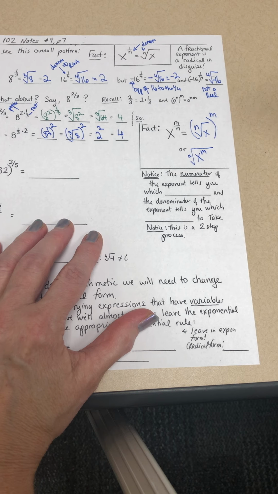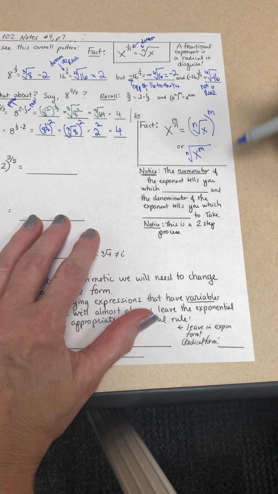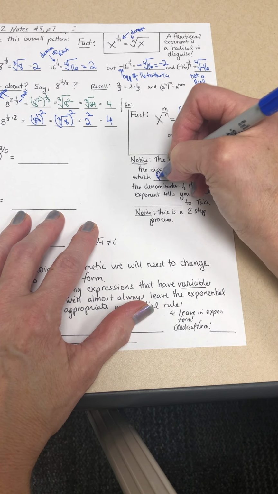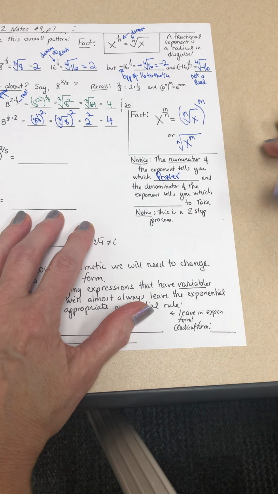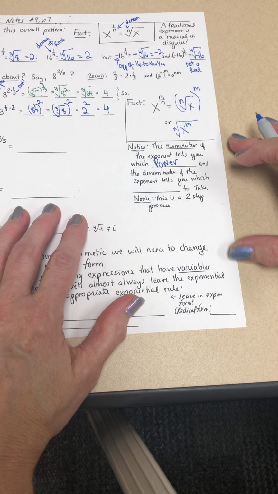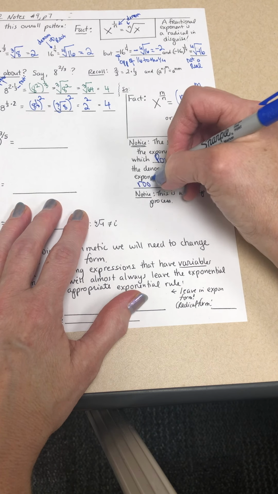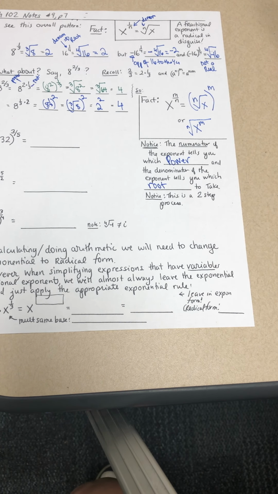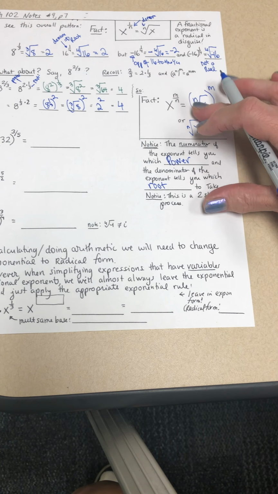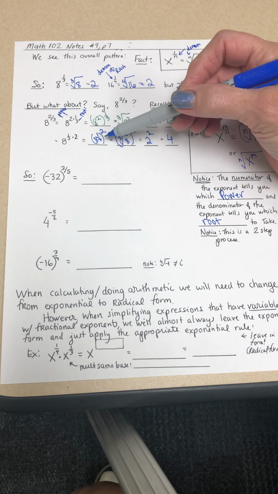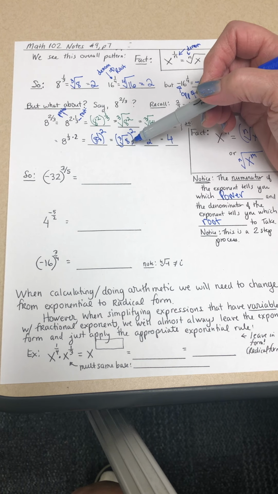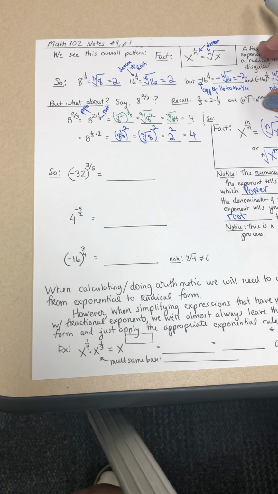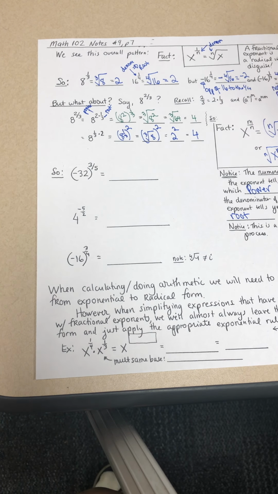It doesn't matter which you do first. What does matter is the numerator of the exponent tells you which power to raise the base to, and the denominator tells you which root to take. And you can do it in any order, technically. Practically, taking the root is often easier first because it cuts your number down to a smaller size, just easier to deal with. Okay, so let's think about this. Just practice with it.